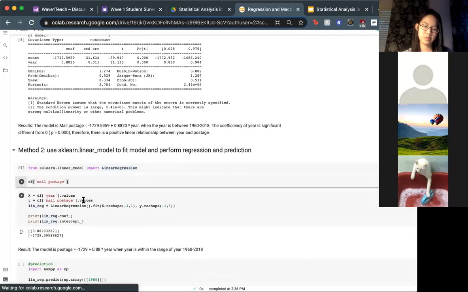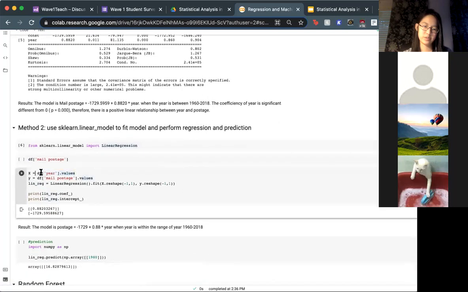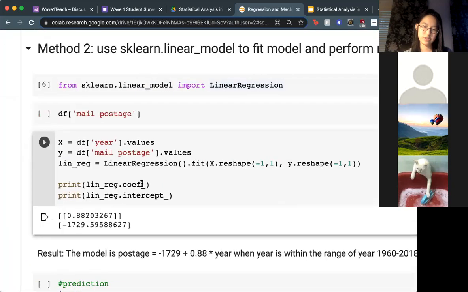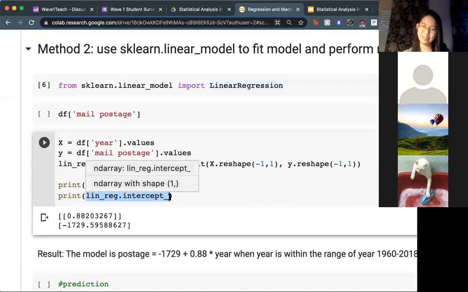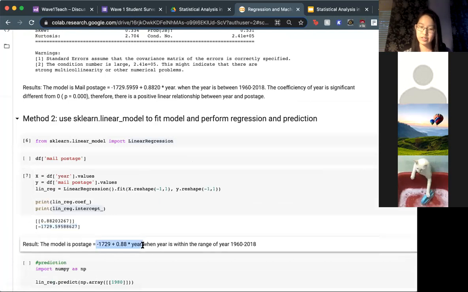What you basically do is take the values for the data frame: year as the explanatory variable, mail postage as the response variable. Then you're able to fit your linear regression to the columns, and print out the coefficient, which is the slope, and the intercept, which is the constant. Those are the same numbers. Painless, quick and easy. Plug that into your equation and you get the same thing. That is the thing within the year here.